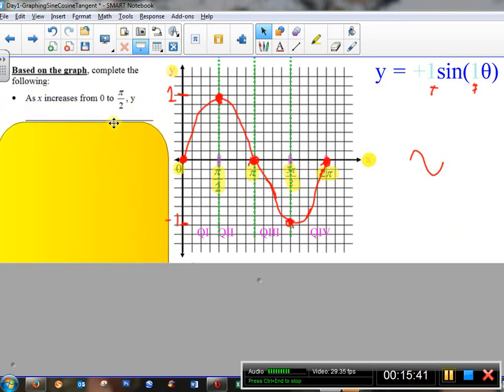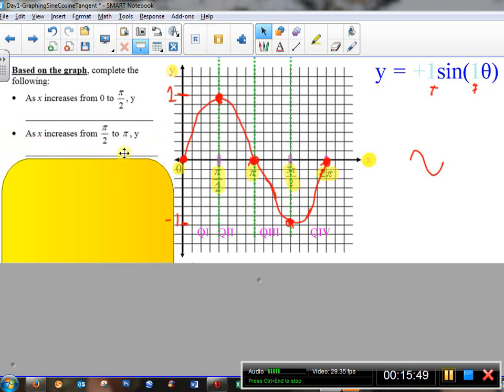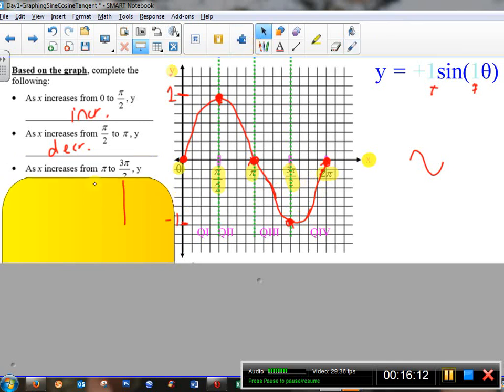In quadrant 1, which is between 0 and pi over 2, my sine curve is increasing. In quadrant 2, which is between pi over 2 and pi, my sine curve is decreasing. So the answer to the first question is increasing. The answer to this question is decreasing. You can probably guess I'm going to ask you about quadrant 3. Quadrant 3, it's still decreasing, it's still going down. And finally in quadrant 4, it's increasing, going up. So that would be the answer to my next 2 questions.